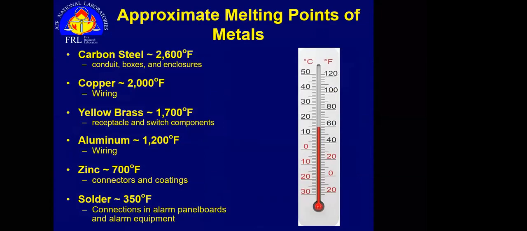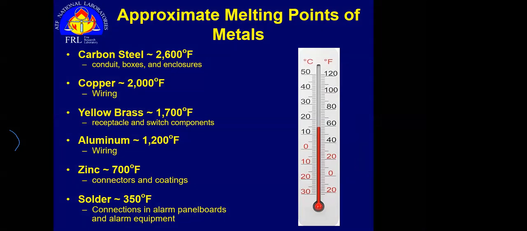Right, so a good thing to keep in the back of your mind is this hierarchy of melting temperatures for metals. Solder is going to melt at about 350 Fahrenheit. So we're going to see that in all of our connections and circuit boards and stuff like that. Zinc's going to be about 700 degrees Fahrenheit. Aluminum's about 1200, brass about 1700, copper about 2000, and steel is about 2600 to 2800.